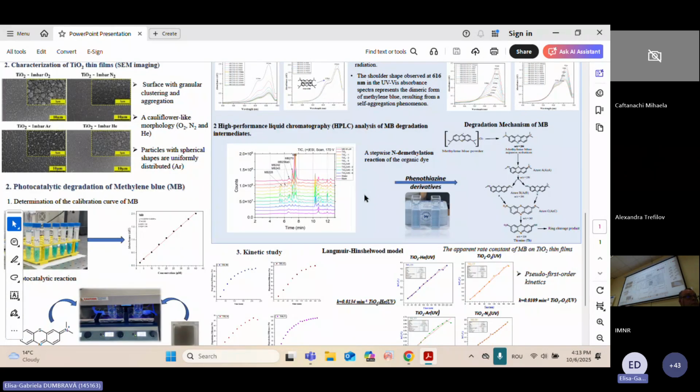HPLC analysis was used to determine the reaction intermediates and the final product of methylene blue. As we can see, stepwise N-demethylation reactions of the organic dye take place, with the methyl groups being removed one by one, resulting in reaction intermediates, phenothiazine derivatives, and final products. The intermediates Azure A, B, C, and thionine were identified in accordance with data from literature. And the final degradation products with a lower molecular weight were formed as a result of aromatic ring opening.